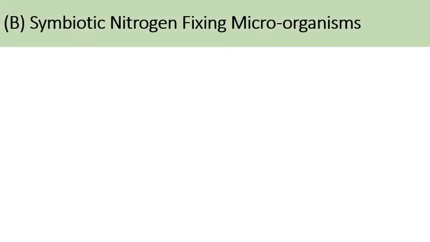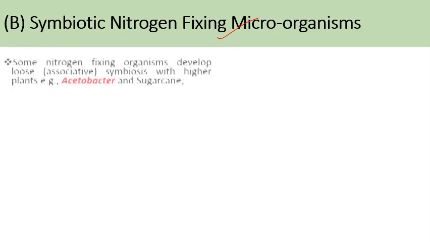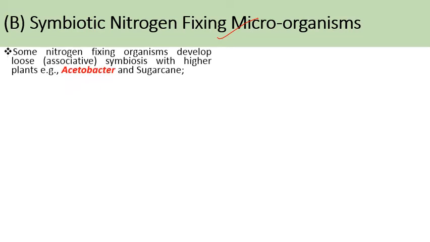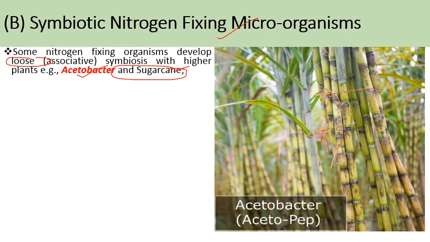Next comes symbiotic nitrogen fixing microorganisms. As the name indicates, it means they live in association with other plants or other organisms. Some nitrogen fixing organisms develop loose symbiosis with higher plants, like we have Acetobacter and sugarcane. So जो Acetobacter है, it is an inoculum जो कि यूज़ किया जाता है sugarcane को ग्रो करने के लिए, और इस तरह की एसोसिएशन को बोलते हैं एसोसिएटिव सिम्बायोसिस.